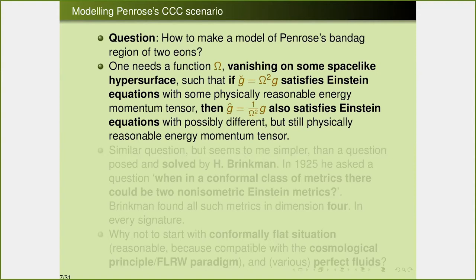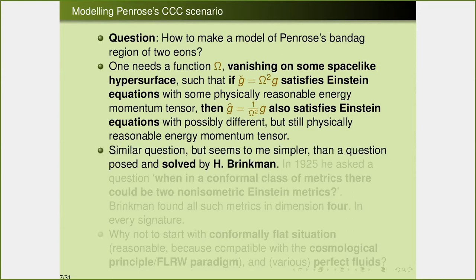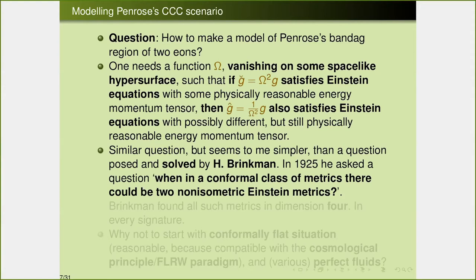So this is something very similar to the question that some years ago Brinkmann solved. Brinkmann in 1925 asked a question: when in a conformal class of metrics there could be two non-isometric Einstein metrics? And for him, Einstein metrics are those that mathematicians think of as Einstein metrics, namely Ricci is proportional to the metric. So what Brinkmann asked: suppose that we have a conformal class. Is it possible that the conformal class of metrics admits two different Einstein metrics? And Brinkmann solved this problem, found all such metrics in dimension four, and actually he did it in every signature. And as a byproduct, in Lorentzian signature, he discovered what is now called the pp-wave.